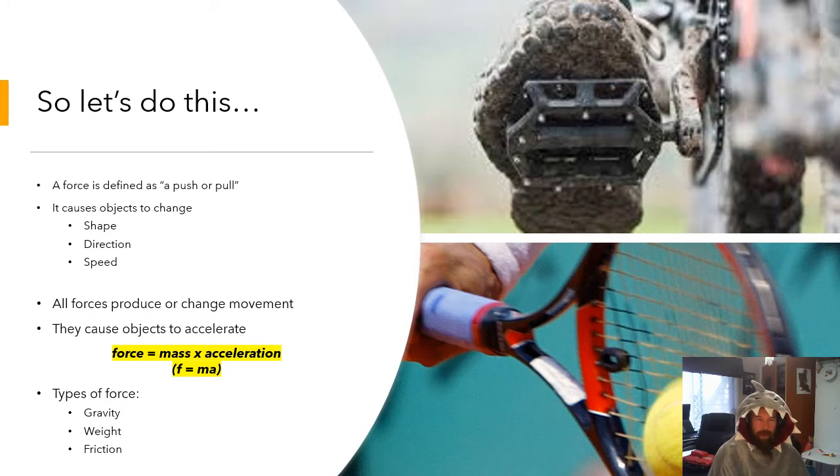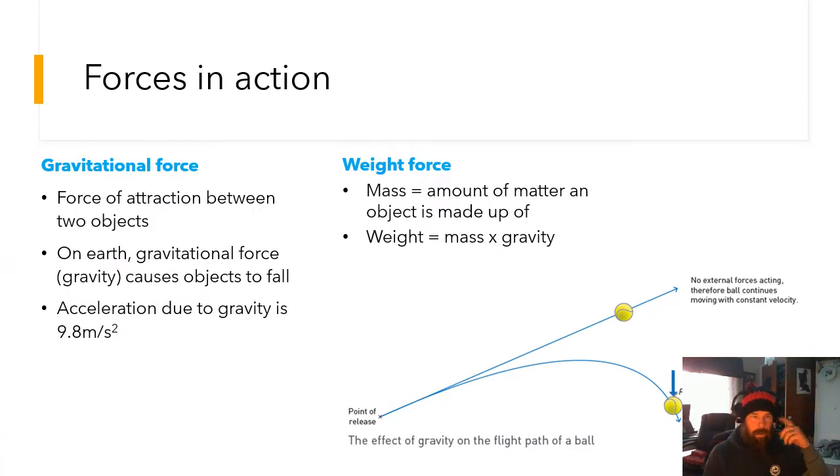And there's different types of force that exist. We have gravity, we have weight, and we have friction. All right, so here's a couple of examples of forces. We've got the tennis racket exerting a force on the tennis ball down below, and you also have the person pushing down on the bike pedals, creating a force which then, as a result, makes the bike move forward. So, forces in action. There are, like we said, different forces. We have gravity, we have weight.